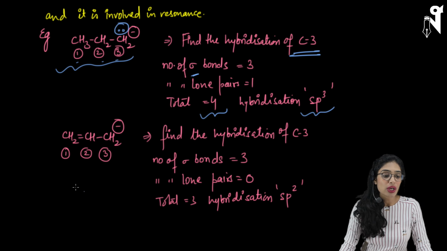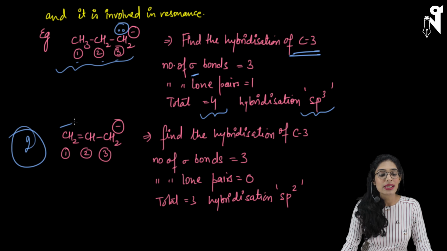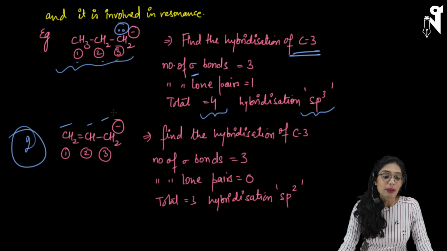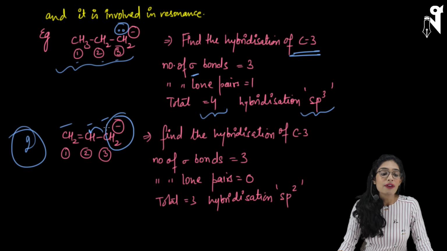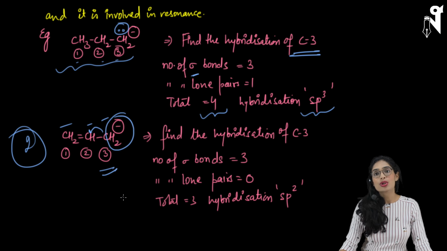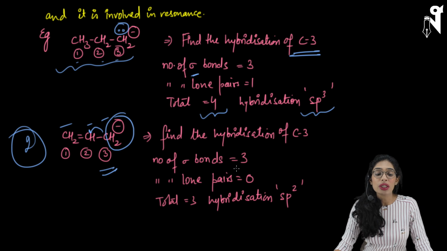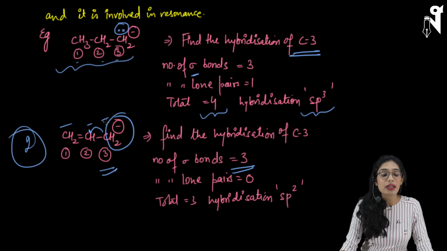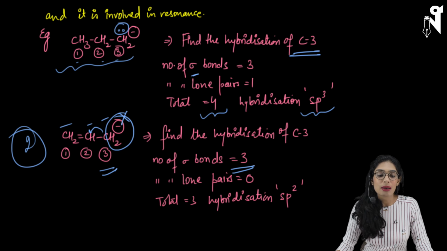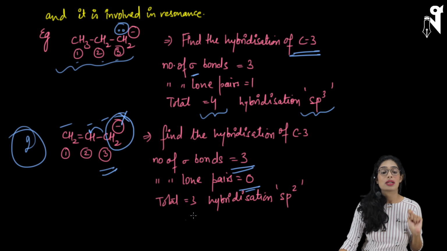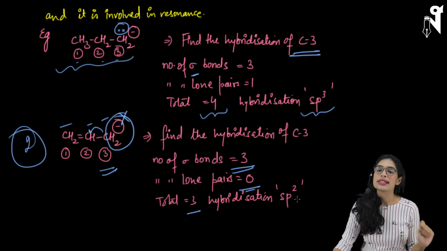Now the second case which I have taken is CH2 double bond CH single bond CH2 minus. That means this negatively charged carbon is the neighbor of the carbon having a pi bond. If somebody asks me to find out the hybridization of carbon 3, in that case, we will consider the sigma bonds, those are 3, and we will not consider this negative charge as a lone pair, and hence the number of lone pairs is 0. The total of sigma bonds plus lone pairs is 3, hence the hybridization is sp2.